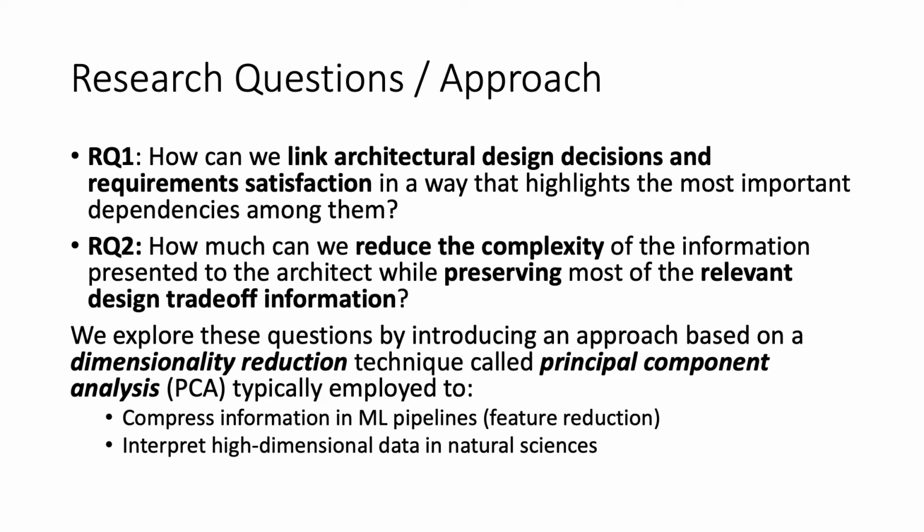The approach employs a dimensionality reduction technique called Principal Component Analysis, or PCA, which is typically employed to compress information in machine learning pipelines, for instance by reducing the number of features provided as input to a neural network classifier, as well as in natural sciences like biology to interpret high-dimensional data. In our case, we combine dimensionality reduction with quantitative verification to facilitate understanding how design decisions contribute to the satisfaction of quantitative requirements across the architectural design space.